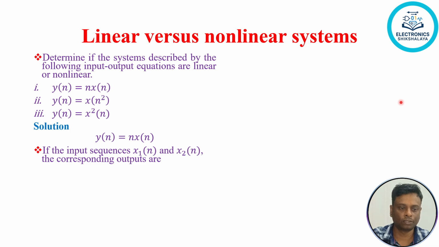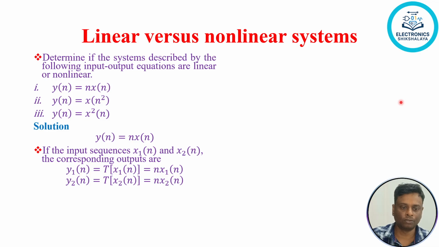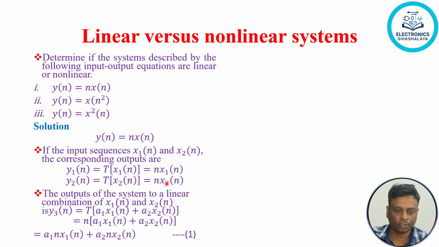First, the input sequences are x1 and x2, so let us apply the input sequences x1 of n and x2 of n. The transformation of x1 of n will be n into x1 of n. Similarly, the transformation of x2 of n will be n into x2 of n. Then we multiply by a1 and a2. This is the right-hand side of the equation.